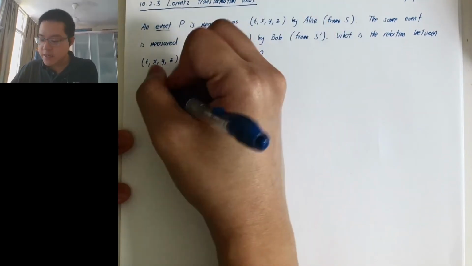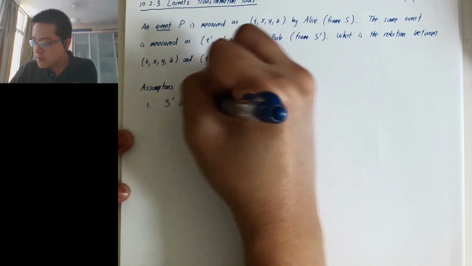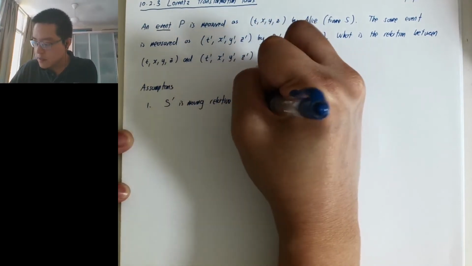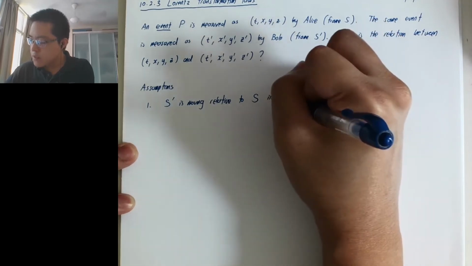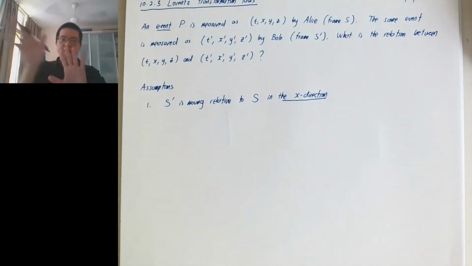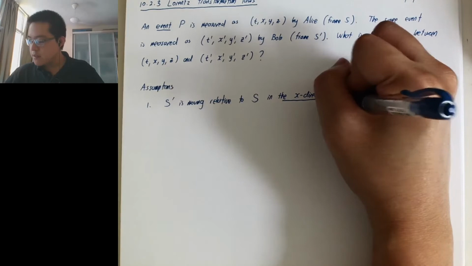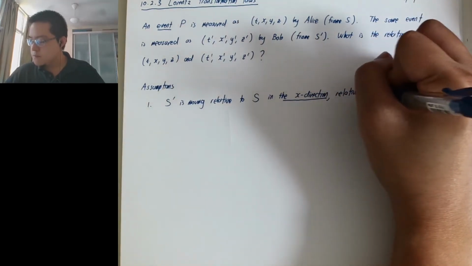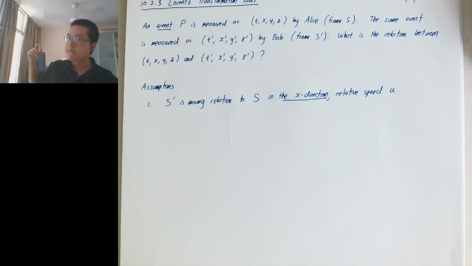Our assumption number 1 is that Bob's frame is moving relative to Alice's frame S in the x direction only. So we do not worry about the y and z direction for now. Only horizontal motion between Bob and Alice, right? There's no vertical motion, or no z direction motion. Alice and Bob are only moving along the x direction. The relative speed we call u. In other words, Alice will see Bob moving at velocity u, and Bob sees Alice moving at velocity negative u.